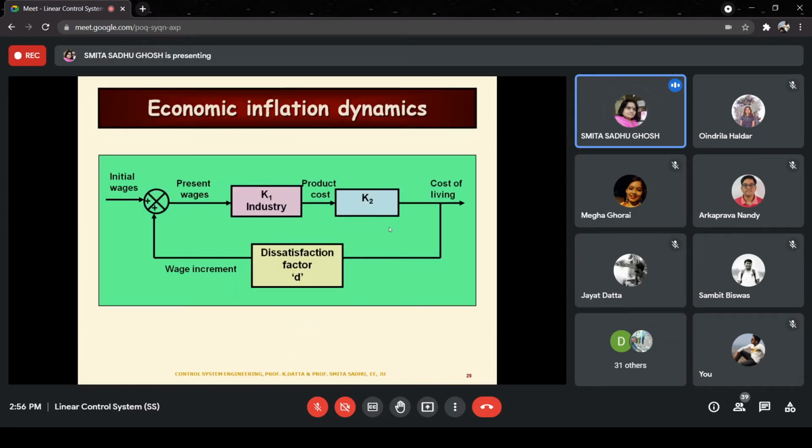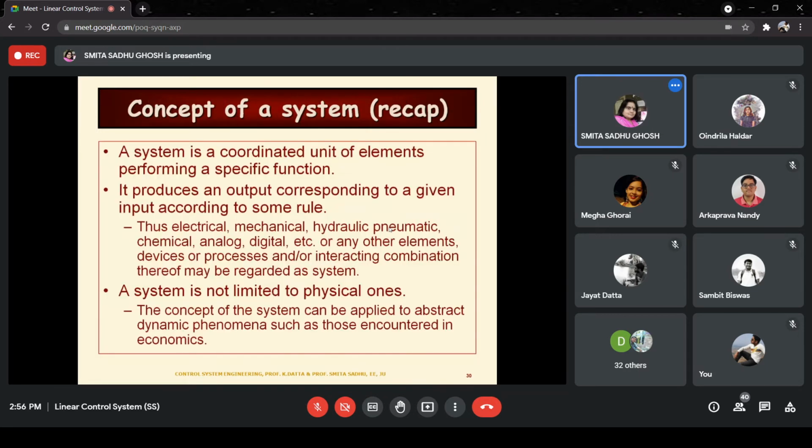One exception to this is the economic inflation dynamics, which is a positive feedback system. There are other such examples as well. So you can try to find out more such examples.